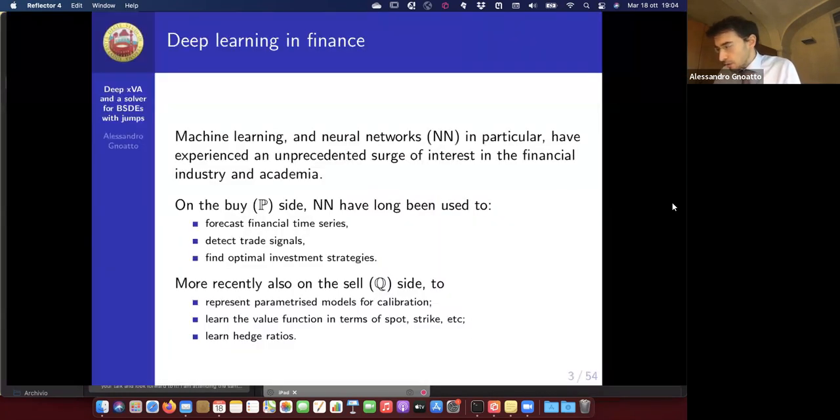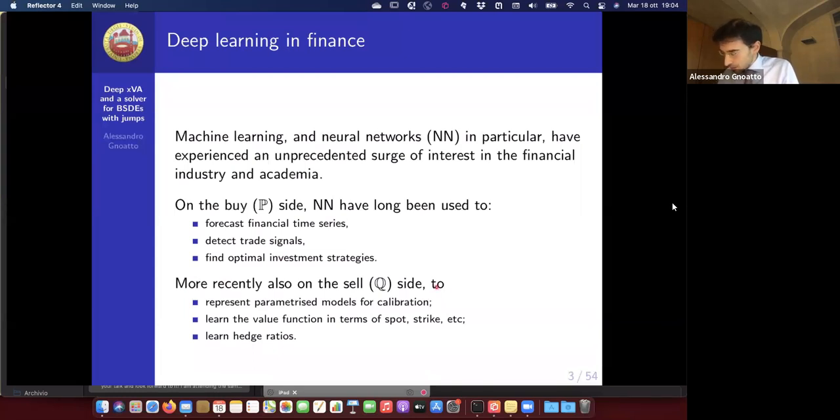Of course, this is the seminar series on machine learning in finance, so I don't need to tell you that machine learning and in particular neural networks have become very popular recently in finance. Historically speaking, neural networks have been quite popular on the so-called buy side, so I put the physical measure near the buy side, and they have been used there in order to forecast time series, detect trade signals, or find optimal trading strategies.